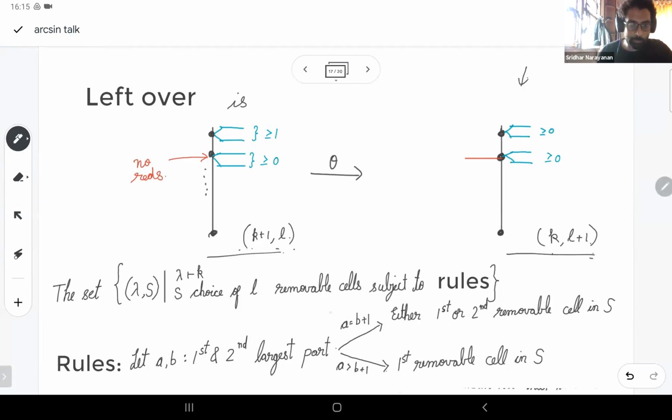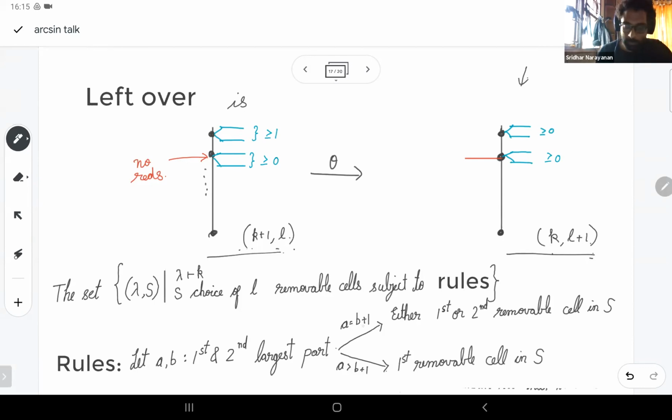Here, the choice of the removable cells or the distinct parts is subject to slightly more rules. The rules depend on the size of the largest part and the size of the second largest part. If the size of the largest part is more than 1 plus the size of the second largest part, then the first removable cell of the partition must be in S in general. So the first row will be in S. Basically, the first row will be red. If A is greater than B plus 1, then the first row will be red.